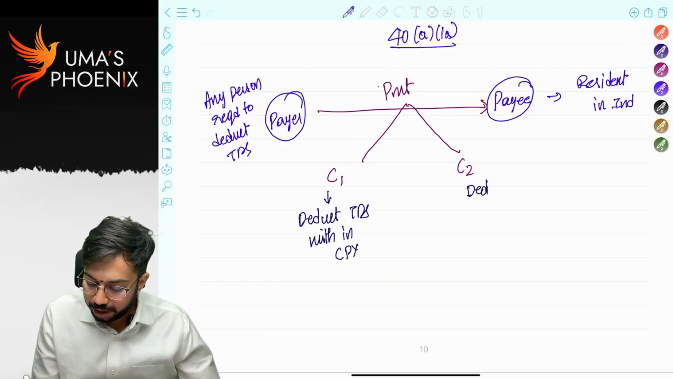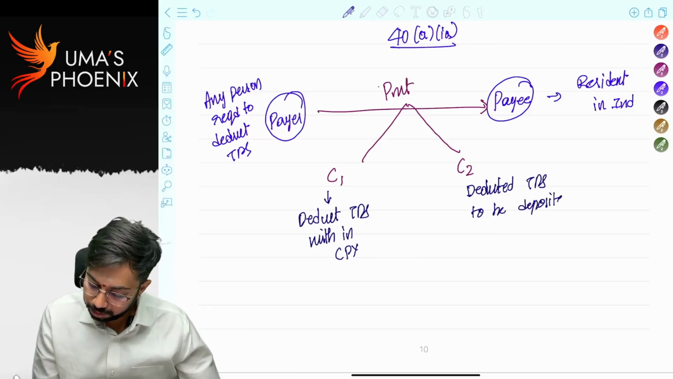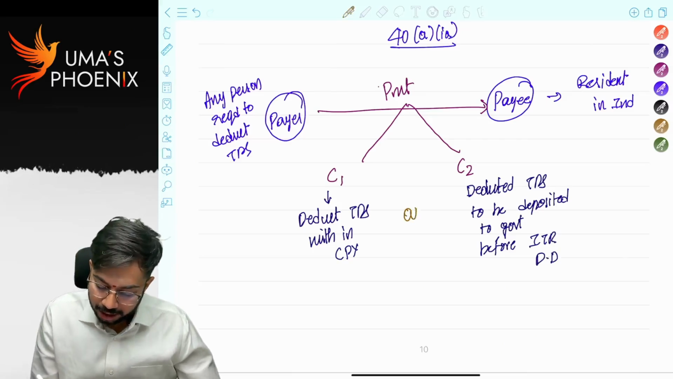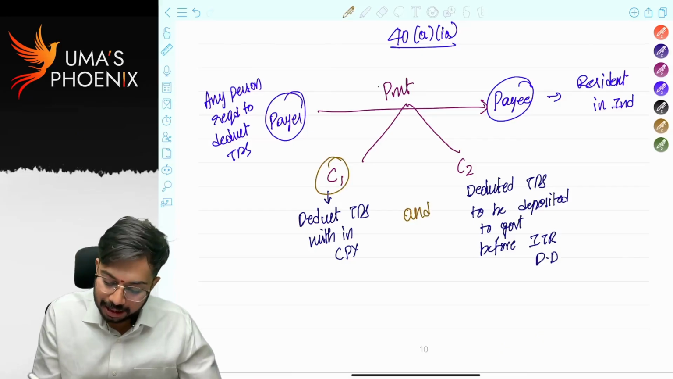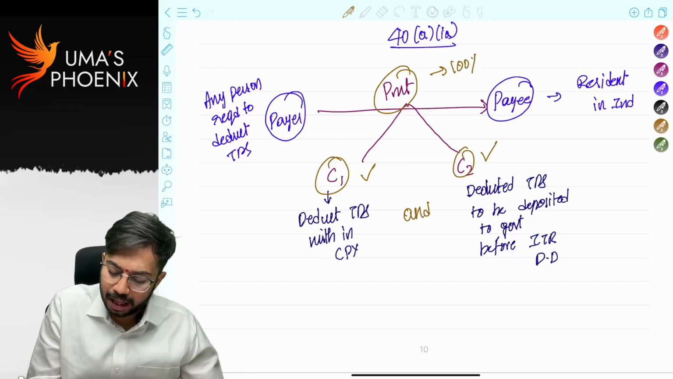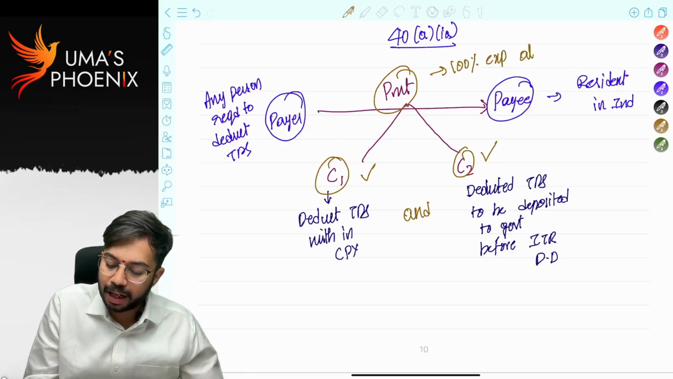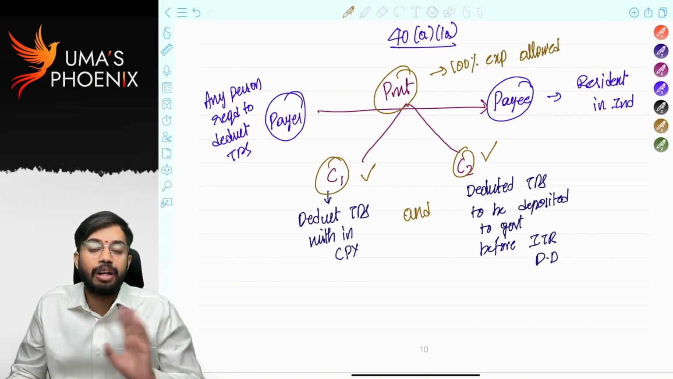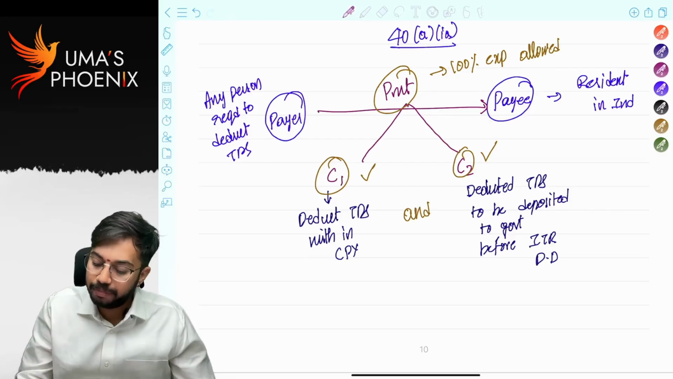Condition 2: the deducted TDS is to be deposited to the government before the ITR due date. What is the conjunction? "And." If both these conditions are satisfied, then 100% of the expenditure is allowed as deduction to the payer. Otherwise, the payer cannot claim such expenditure as deduction.